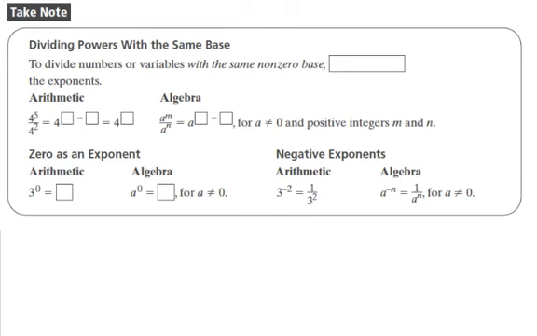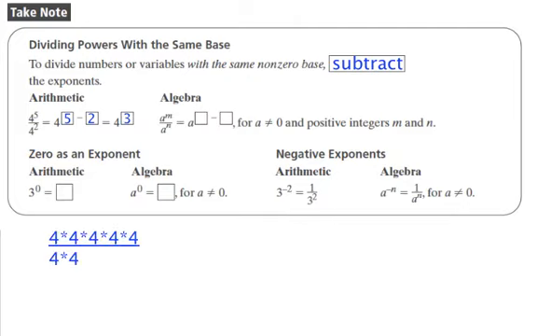Dividing powers with the same base. To divide numbers or variables with the same non-zero base, subtract the exponents. If we take a look at the arithmetic example, we have 4 to the 5th over 4 to the 2nd. We could simplify it by stating 4 to the 5th minus 2, or 4 to the 3rd.